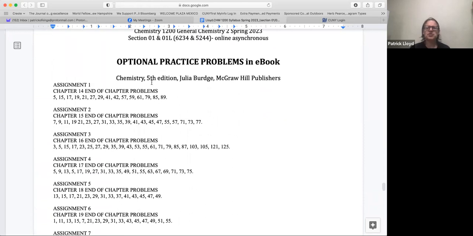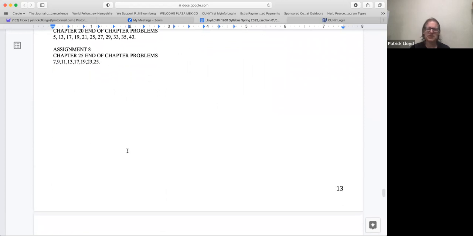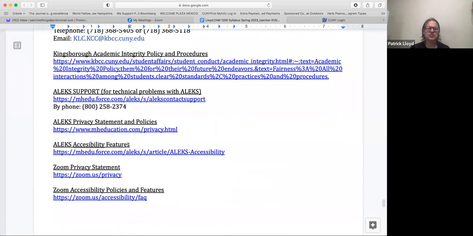These are all optional problems here. These are in the ebook. They are end of chapter problems. The answers are in the ebook. Those are just optional. Here's some links to resources. Here's the Alex support. That can be very helpful. They are open 7 days a week, although on the weekends their hours are limited. So, you can check that out.